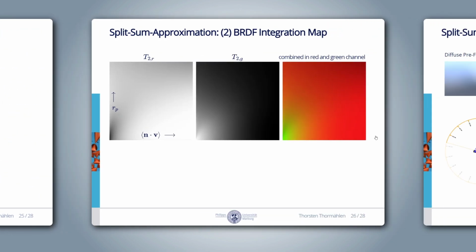Both parts can be pre-computed, and each part could be stored in a grayscale texture, which is parameterized in the x direction by n.v and in the y direction by the roughness rp, both in the range from 0 to 1. This is the result for part 1 of the BRDF integration map. This is the result for part 2. Finally, both grayscale textures can be combined in the red and green channels of an RGB texture.